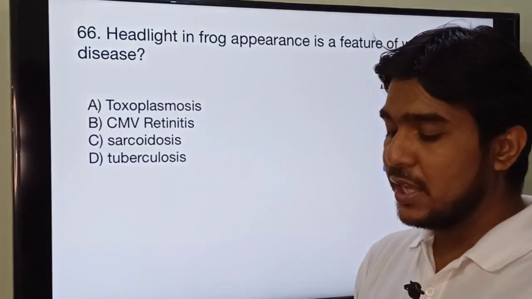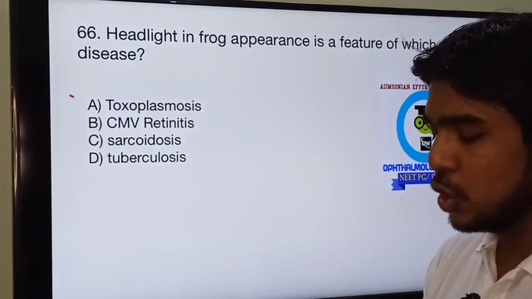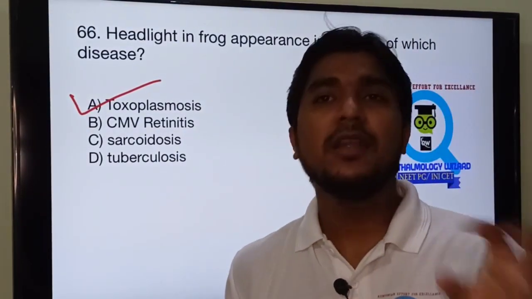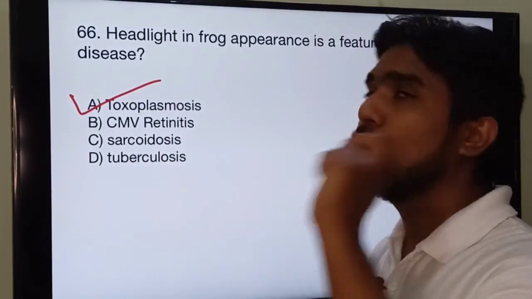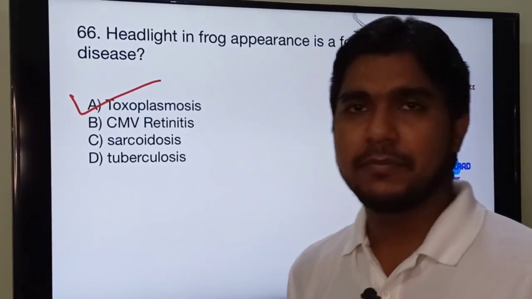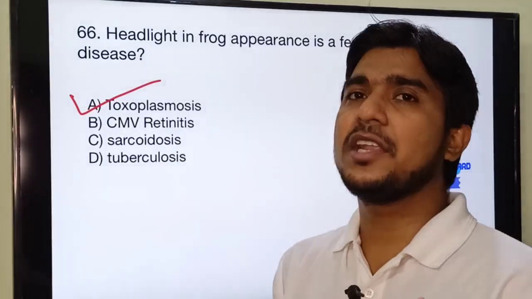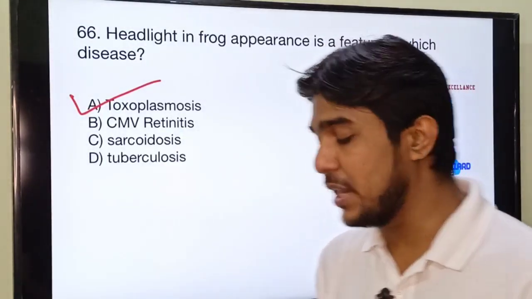The answer is very straightforward. It's toxoplasmosis. Because of severe vitritis, you cannot see the disc easily. And that's why it appears like there is a headlight present in the fog. You can see the headlight in fog appearance.